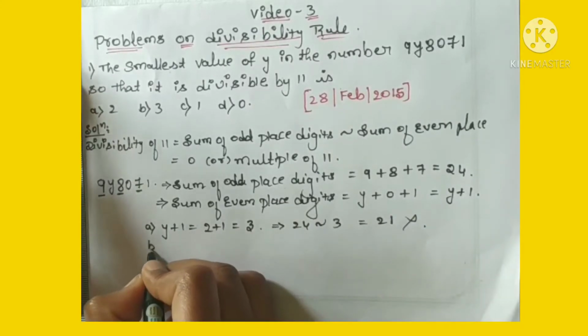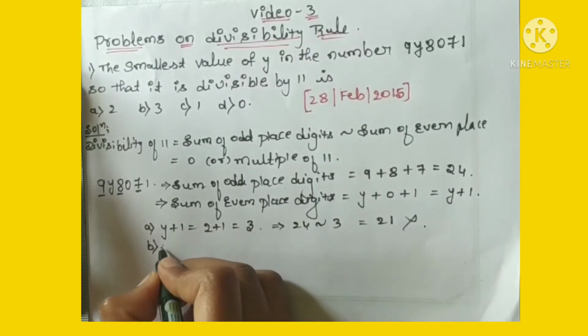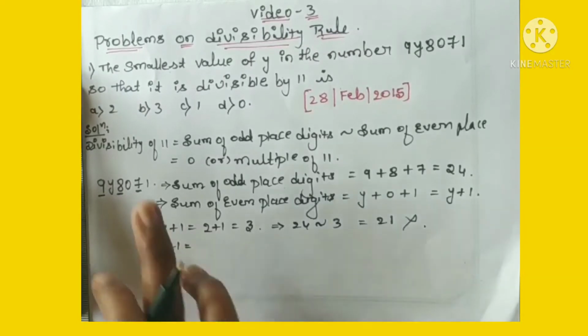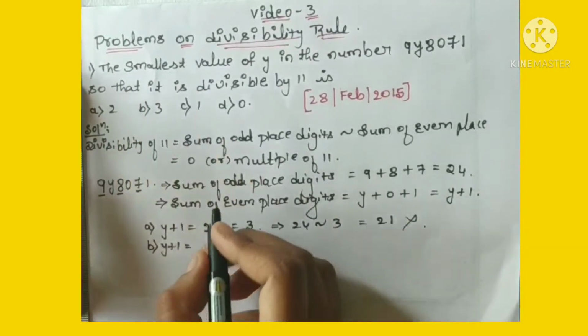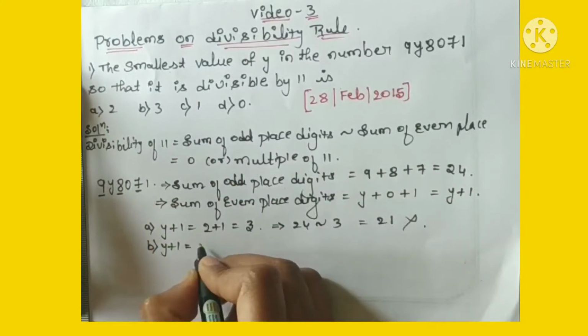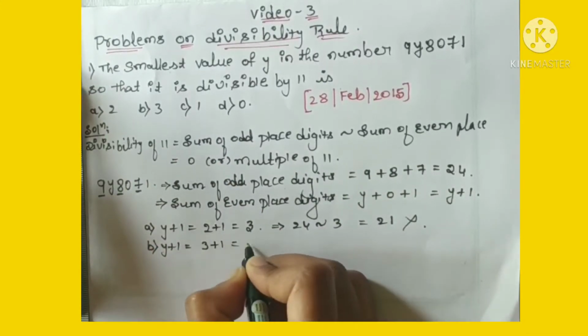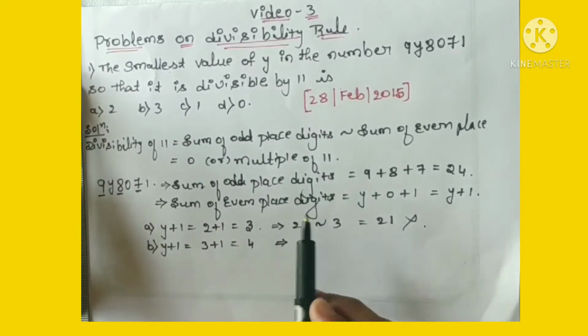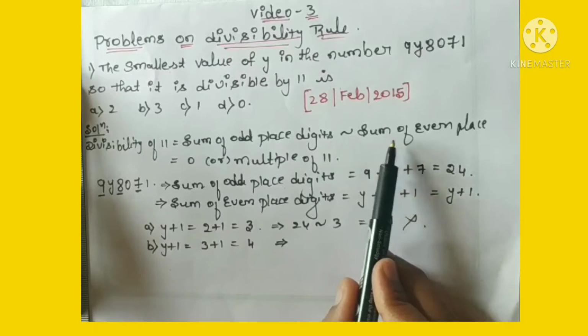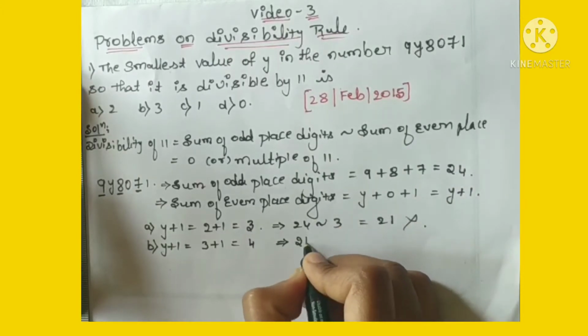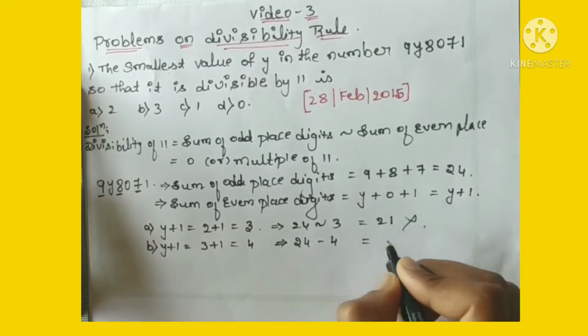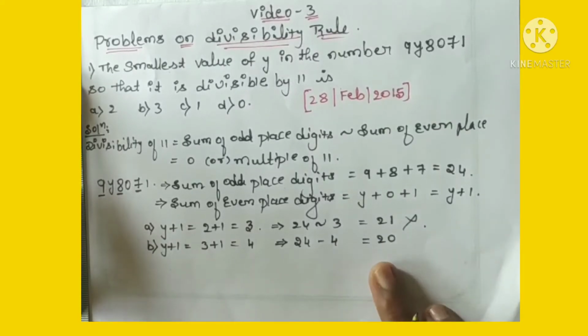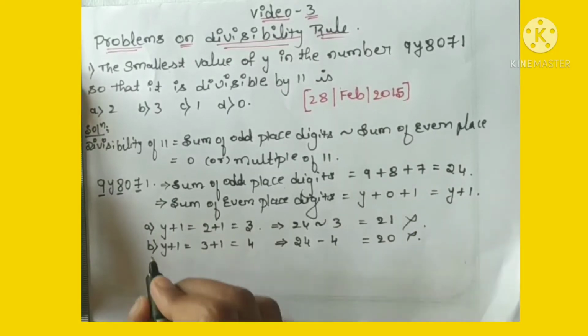Now I will go for option B. Y plus 1, where option B is 3. I replace y with 3: 3 plus 1 which is equal to 4. Now I take the difference between the sum of the odd place digits and the sum of even place digits, that is 24 minus 4 which is equal to 20. This is also not a multiple of 11 and it is not equal to 0. So this option is also not correct.